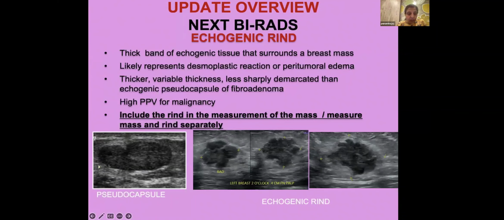Okay. What do you have to differentiate it from? You have to differentiate it from this smooth echogenic pseudocapsule that you see associated with circumscribed masses or fibroadenomas. Okay, can you see this? This is very thin and echogenic. This is thick. It's got a variable echogenicity and it has a variable thickness like you see here. Okay, now how do you report the echogenic rind? You say that there's an echogenic rind associated. Either you can measure the mass separately like we've been doing and give the thickest part of the echogenic rind, the thickness separately when you mention the echogenic rind, or you can include the echogenic rind in the measurement or the primary measurement of your mass.